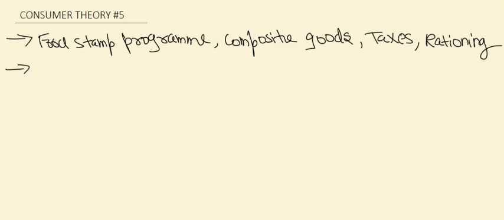Okay, so this is Consumer Theory Part 5. Today we will learn about the food stamp program, which is a general application of budget lines, composite goods, taxes, and rationing. Okay, so let's begin.